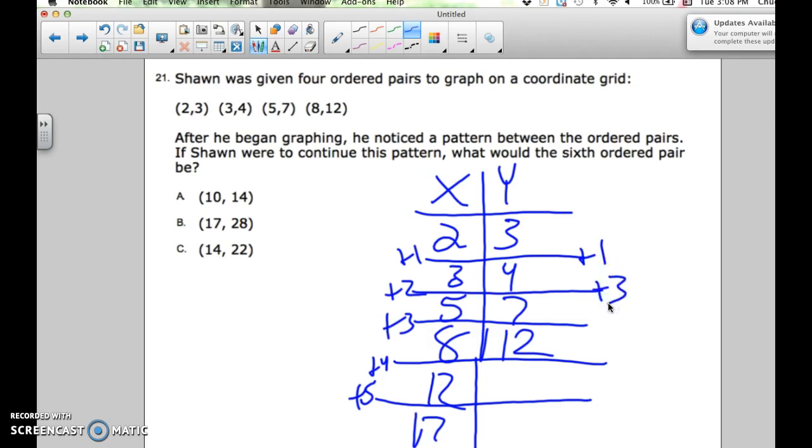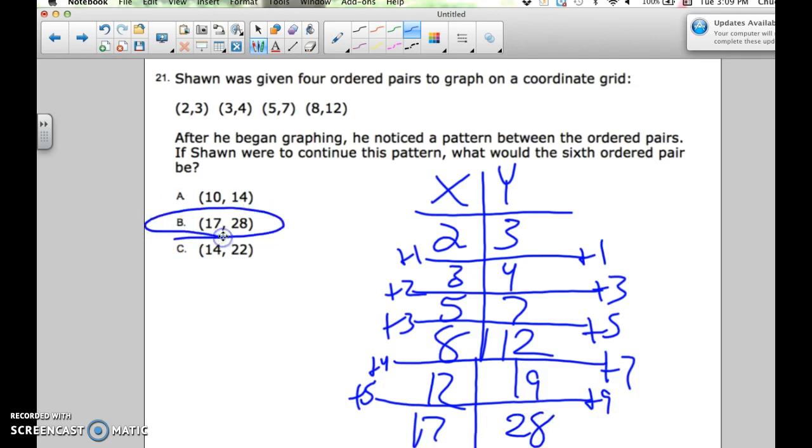What's the next one? Plus 5. What are we starting to add by? Odd numbers. 1, 3, 5, 7. What is 12 plus 7? 19. 1, 3, 5, 7, 9. 19 plus that is 28.